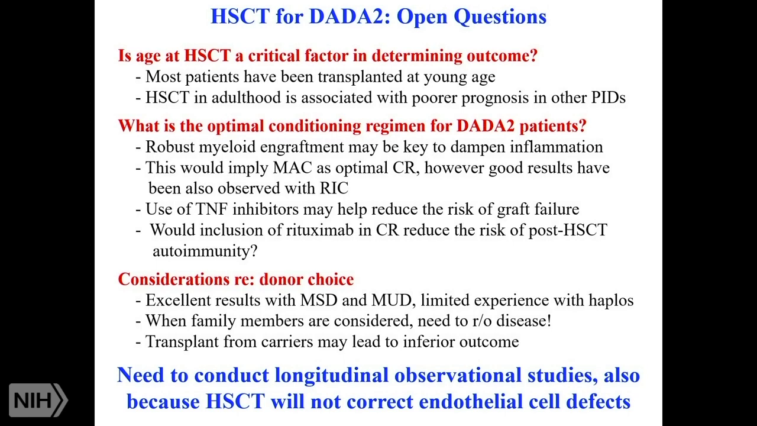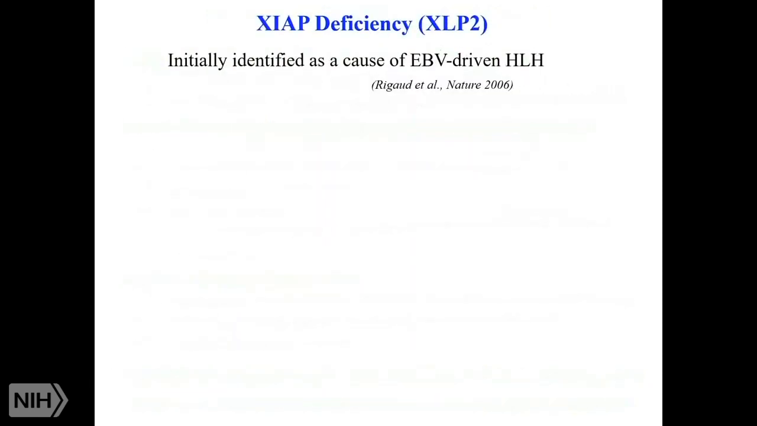And we know that there might be endothelial problems, there might be other cell types that are affected in this disease, and this would not be corrected by a bone marrow transplantation. So what is the long-term outcome of patients with DADA2 that go to transplant remains to be fully assessed. That's an important point to consider.